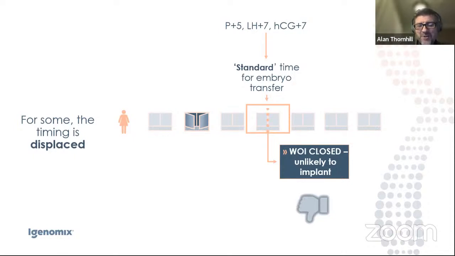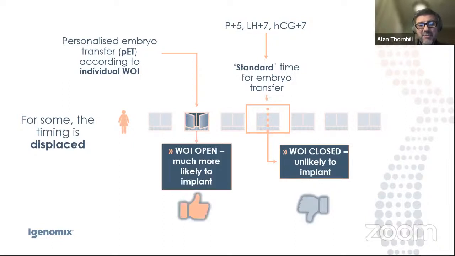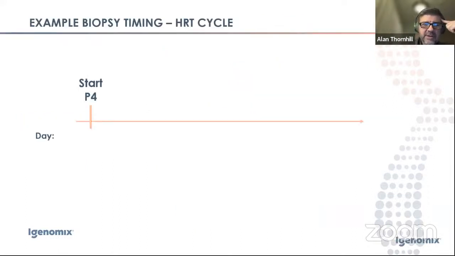I mean, it's not a window, obviously. It's a set of tissues that are ready to receive an embryo. But if it's closed, it's unlikely to implant. So what we want to do is personalize that embryo transfer according to the information we have, and that will give us a better chance. So if we click through, I think there'll be a little thumbs up. So it's not binary. It's not that if you're at the wrong time, there's no way it can implant. And it's not that if you're at the right time, it's definitely going to implant. It's a probability thing. Okay, next slide, please.